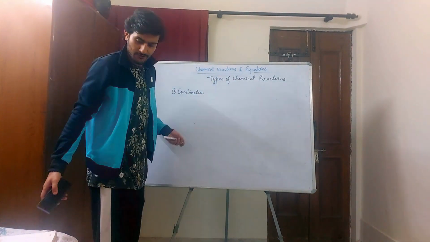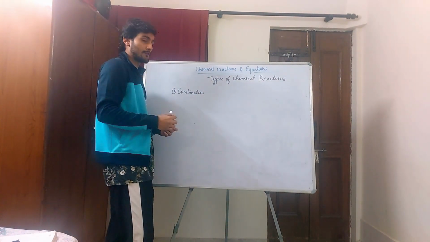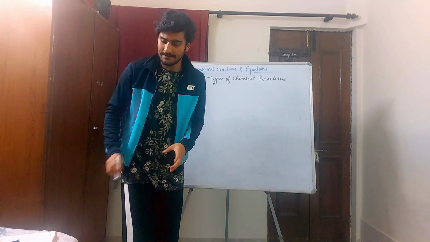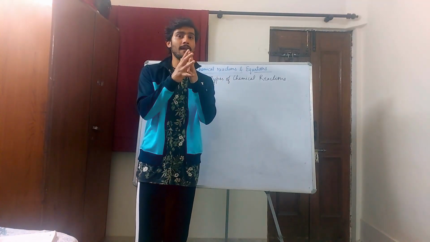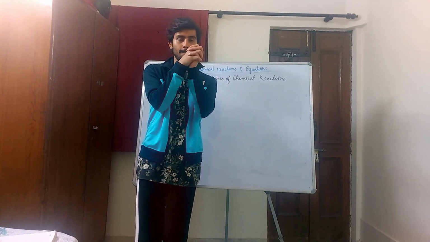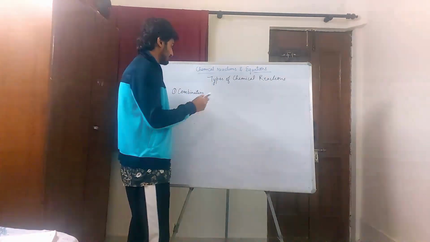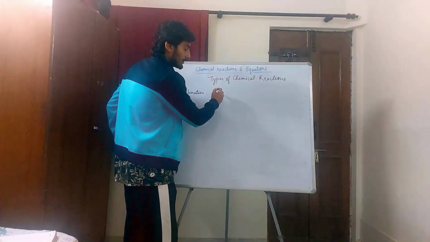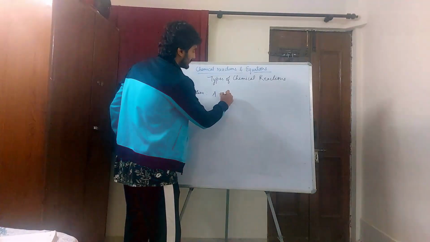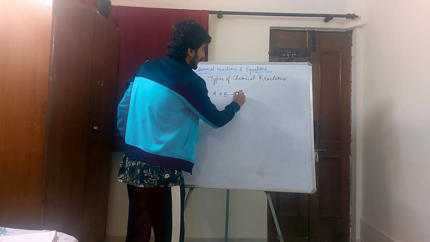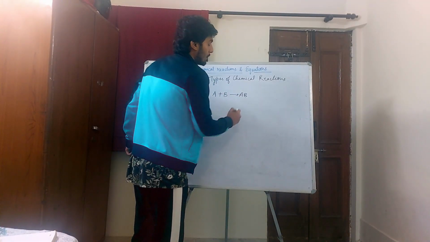The first one, combination. So from the word you can get that we are combining something. So let's say if you have two things and you combine them, how many things do you have now? You can see this is a whole one thing. So that is combination. I will first write the general equation. So if you have two reactants, let's say A plus B, and we get one product.